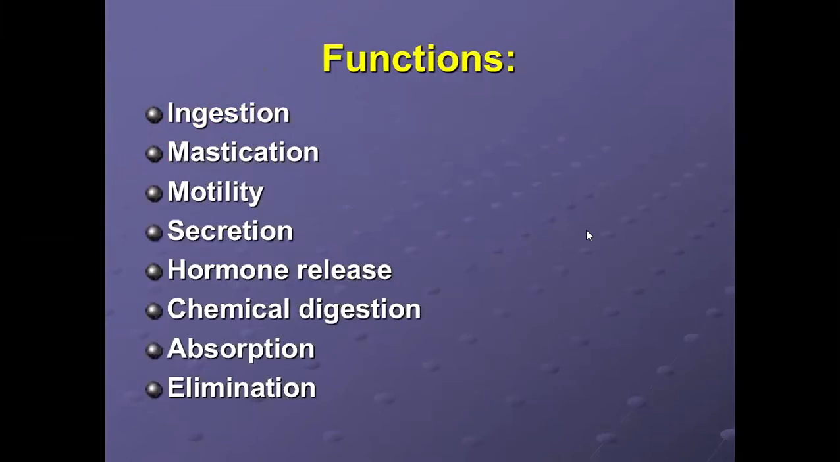Functions: you have ingestion, so the food that you put into your mouth. You have mastication, breaking it into smaller parts. Okay? And then movement towards your stomach through the esophagus. You have secretion mainly in the stomach, and then hormone release. Here you have your accessory glands joining, and then you have your chemical digestion in your small intestine, absorption in the small intestine, and elimination.